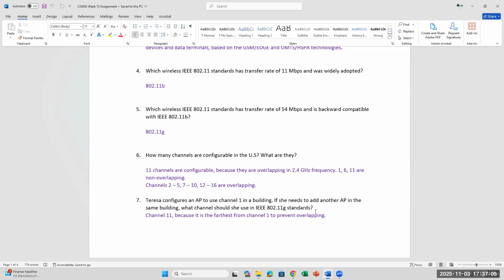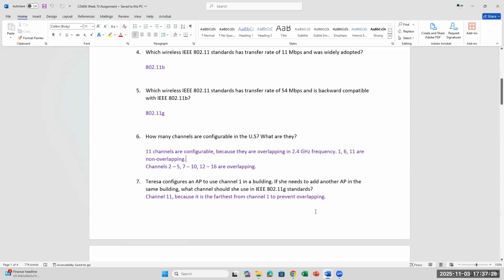So you want it to be the farthest from the first channel, remember that these are the non-configurable ones, right? The first one is already here. You cannot use 6 because it's so close to 1. So Teresa has to configure the second access point with channel 11. That way it's not overlapping. Remember that these are overlapping, so none of these are going to be put in.